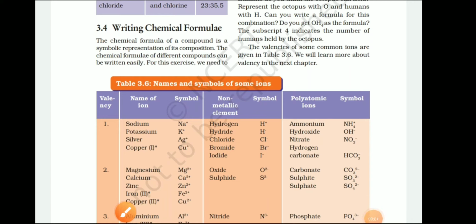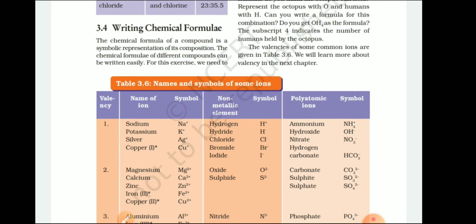Good morning, class. In today's video, we are going to learn how we can write the chemical formula of different compounds. Whenever we are writing a chemical formula, it is very important that first of all we know the element symbols and the valencies of each and every element. Then only will we be able to write the chemical formula.